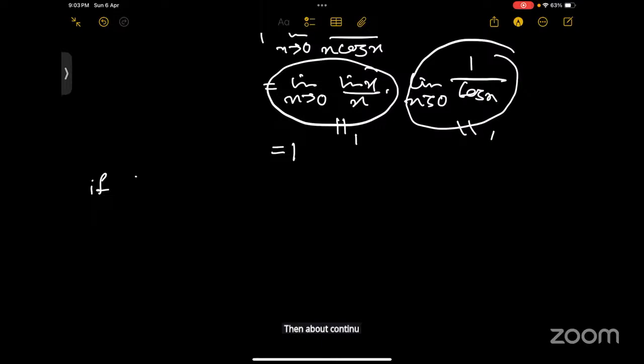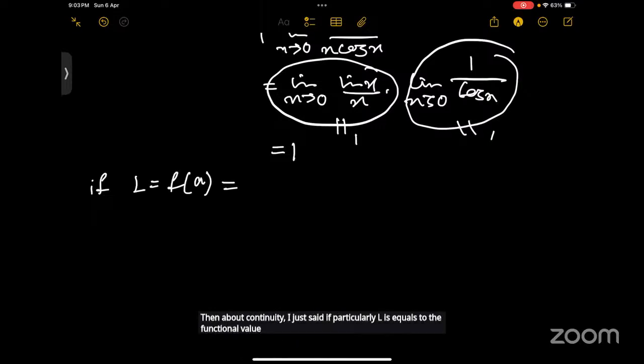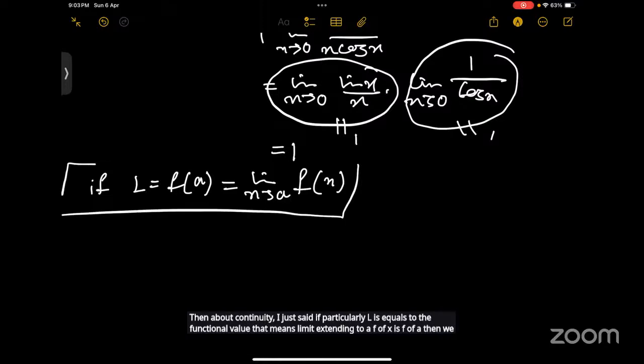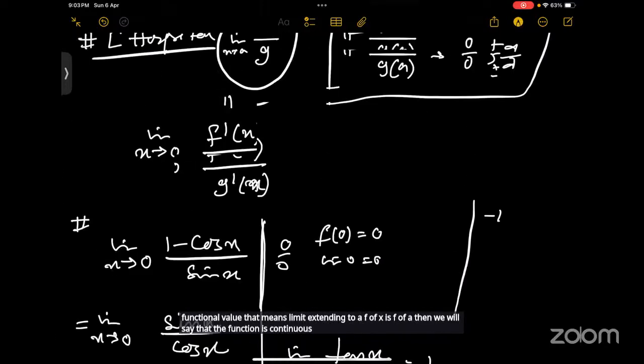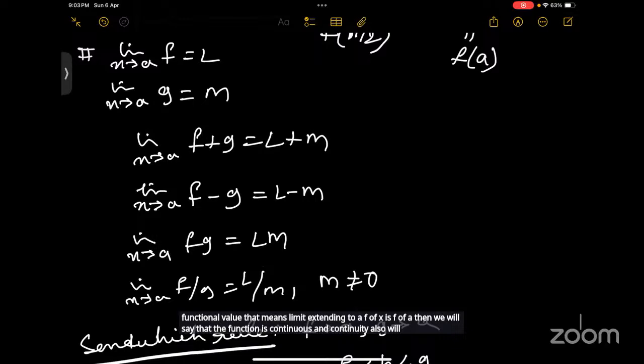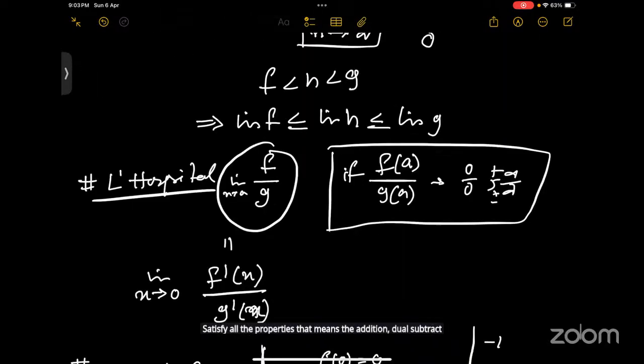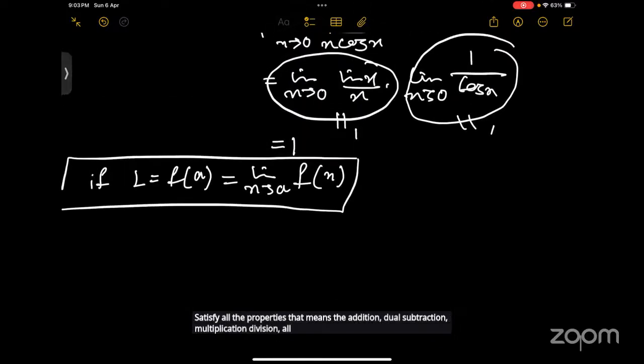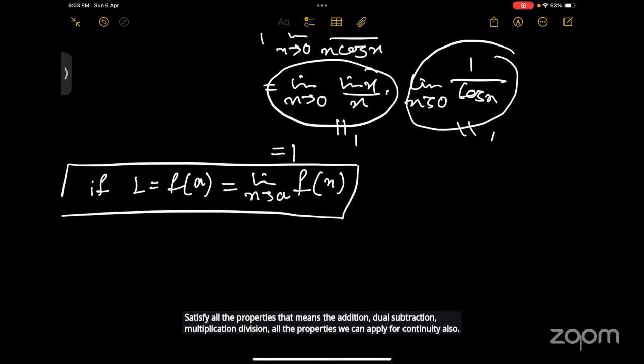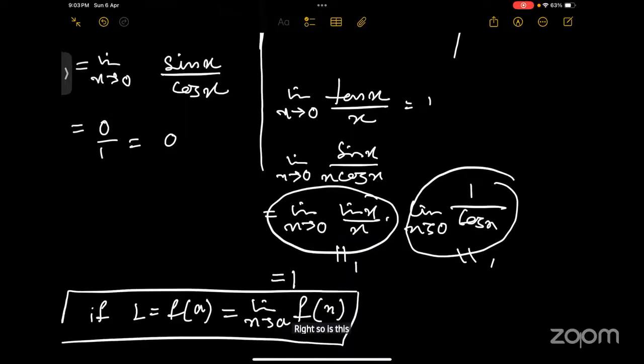Okay. Then about continuity, I just said if the limit L is equal to the functional value, that means the limit as x tends to a of f of x is f of a, then we will say that the function is continuous. And continuity also satisfies all the properties. That means the addition rule, subtraction, multiplication, division, all the properties we can apply for continuity also, right?